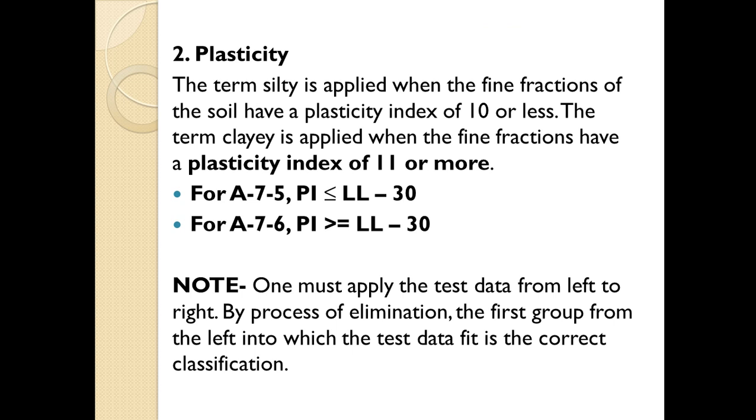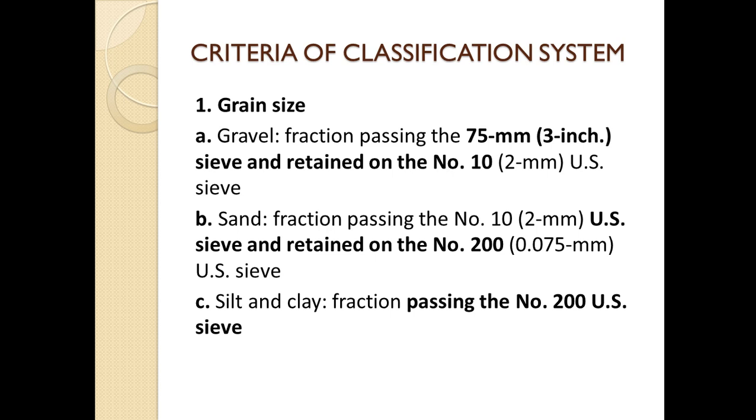Now let's move further. Next we have these two equations. Let us try to understand what this means. I would like to give an example. Let us suppose that we have a soil where the percent of soil passing sieve number 200 is 41%, the liquid limit is 50%, and the plasticity index is 15%.